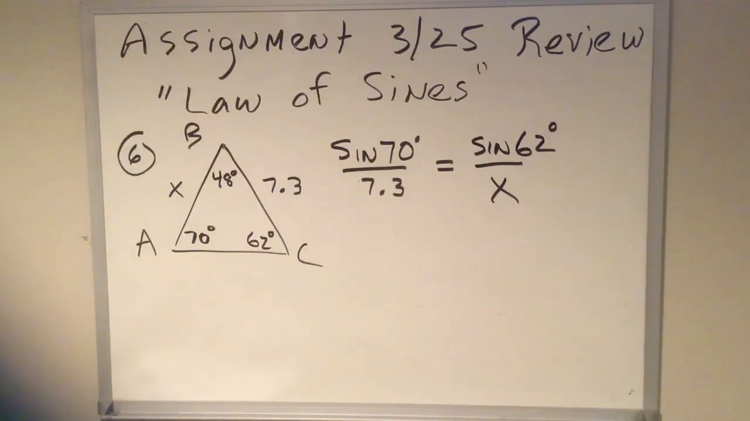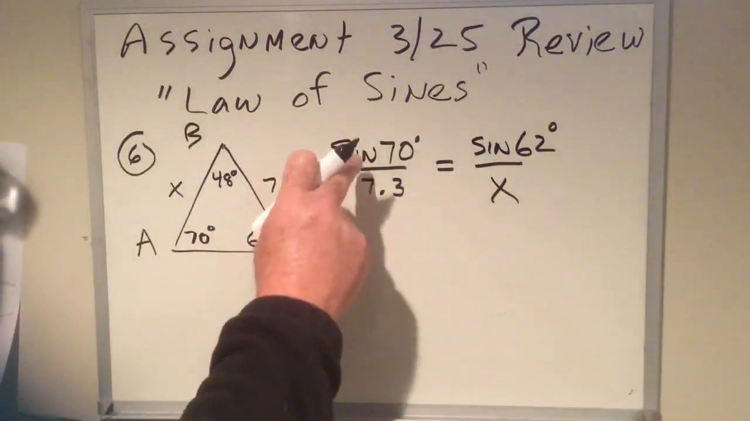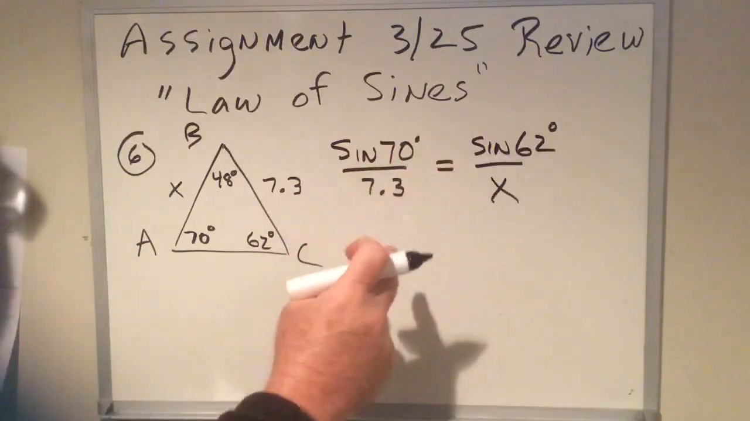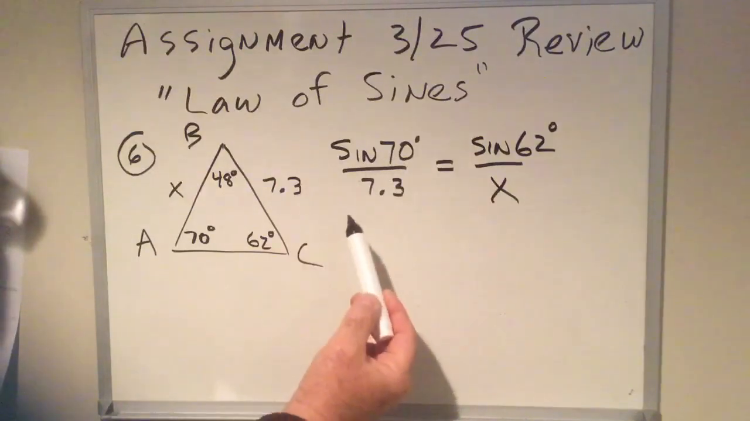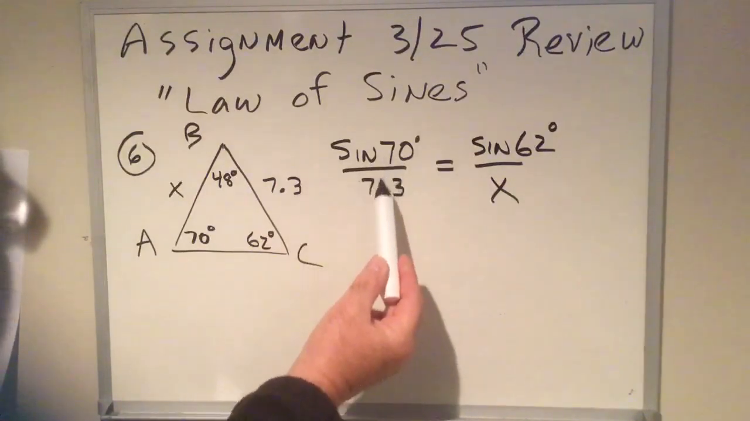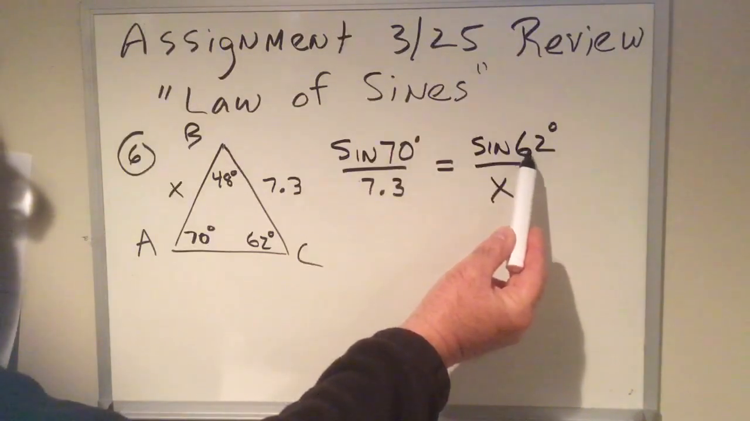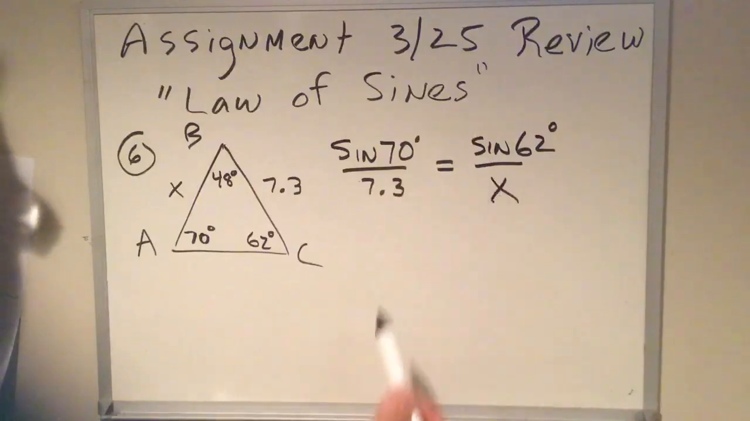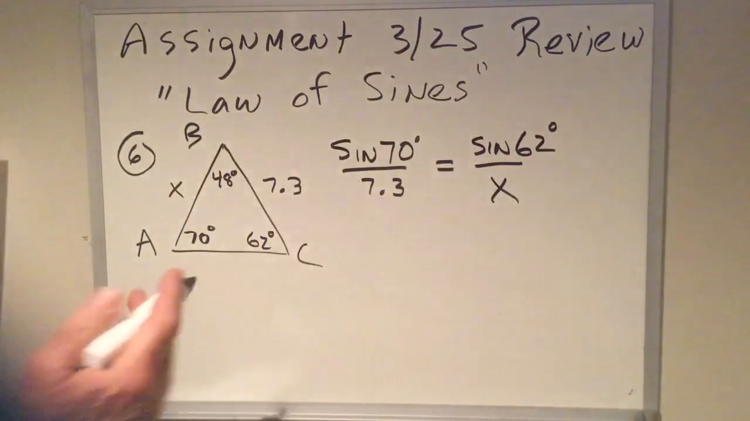We're going to do a lot of problems like this, where you have to set up a proportion, a fraction equaling a fraction. The sine of the angle goes on top, in the numerator. The side that's across from that angle goes underneath, in the denominator. The side across from the 62 is the side we don't know, but we know 3 out of the 4 items.